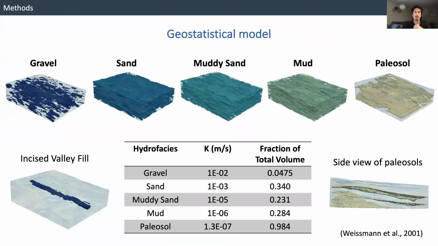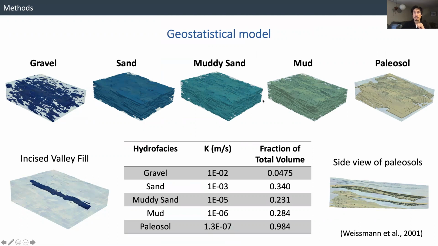Here's that 3D model domain that we use, split by facies. The model was developed using the transition probability geostatistics approach by Weissman et al. and represents the Kings River fan in California's Central Valley. I'll show that in the next slide in more detail.